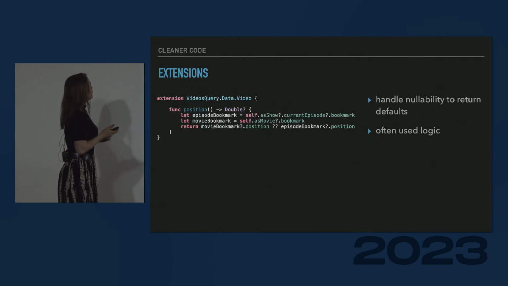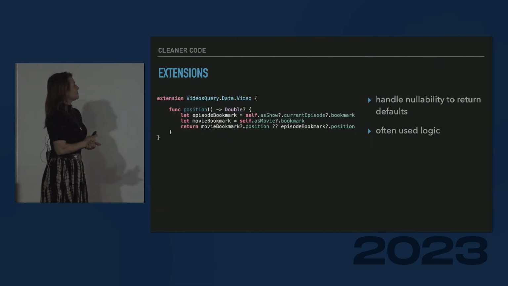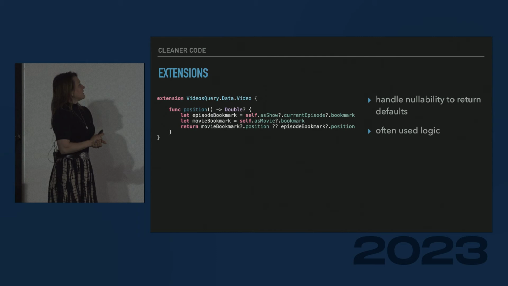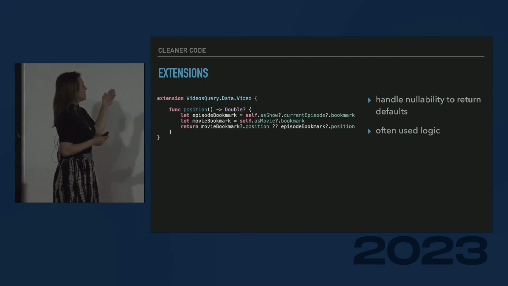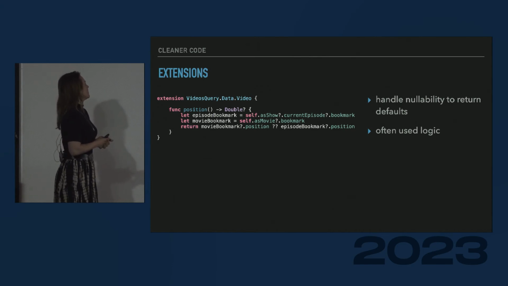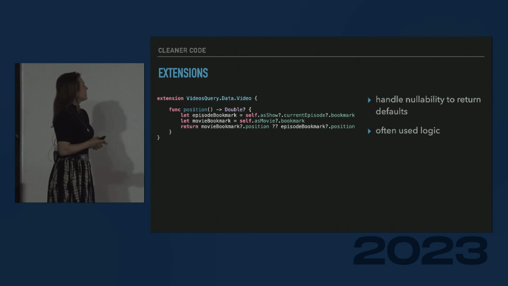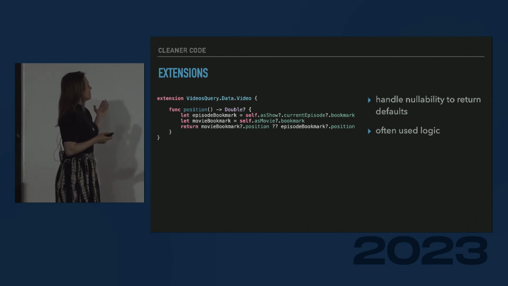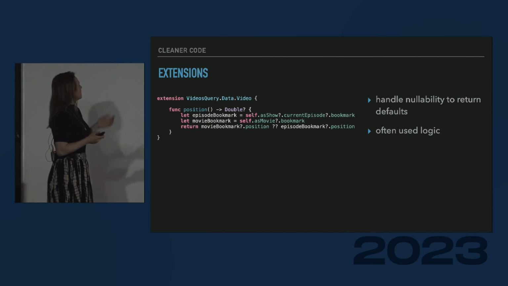So next up is extensions. If you want to handle nullability or default values, extensions are your friend. You can just use them on the generated type. We also use it for often used logic. So in this example here, position is something that we use quite often, where you left off like a movie or a show. And depending on if it is a show or a movie here, it will return the position.